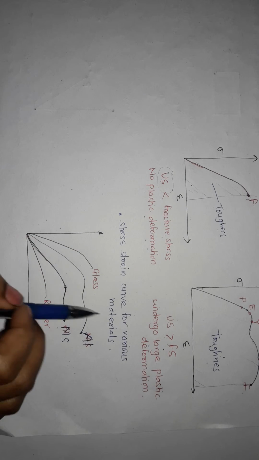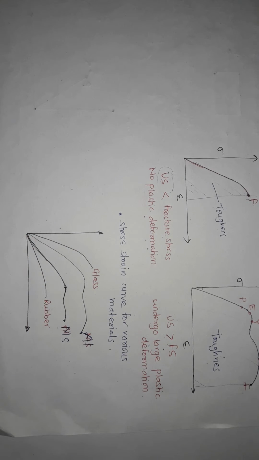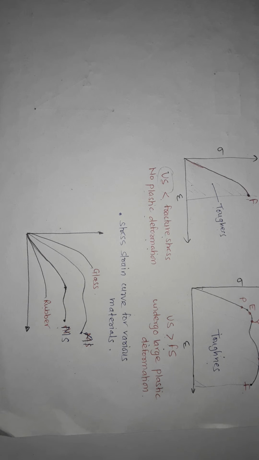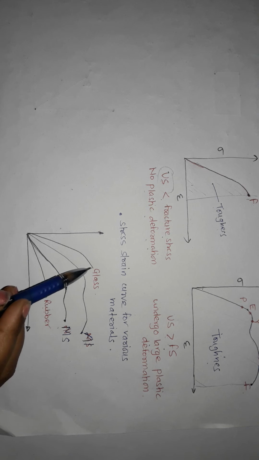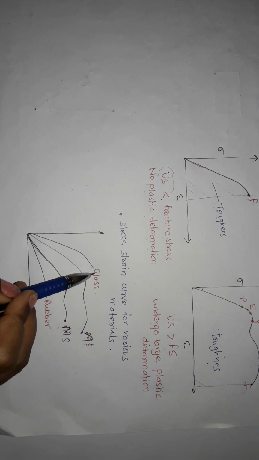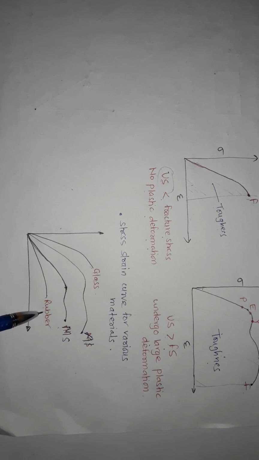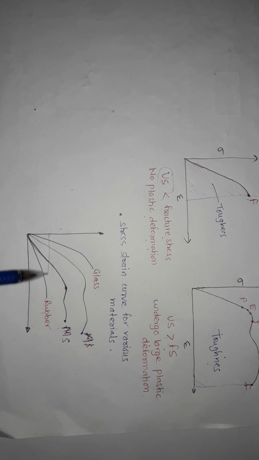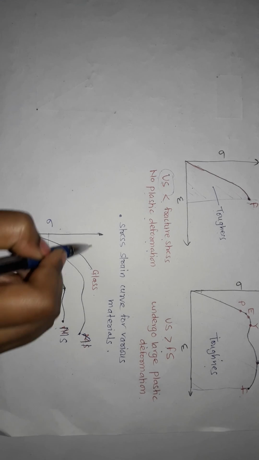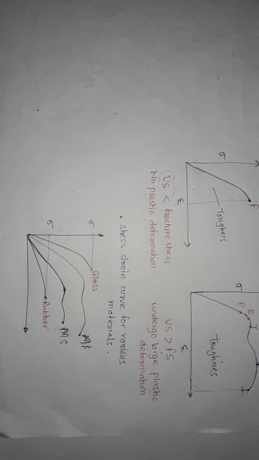Next is the stress strain curve for various materials. As we know, different materials have different properties. Glass, aluminium, mild steel, and rubber are some examples. Glass and rubber are brittle materials which show less plastic deformation. Glass is a strong material, rubber is less strong. Therefore, it undergoes deformation under a low value of stress compared to glass.